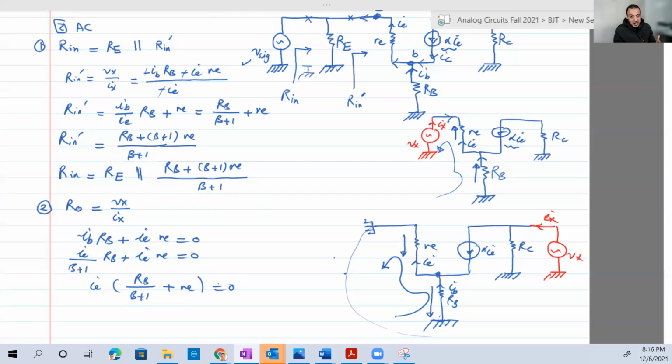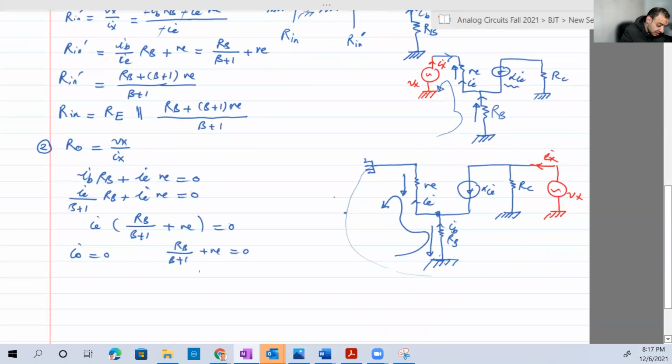The first option is that both are zeros. The second option is, for example, IE is 0 and the second one is not 0. The third option is that the second term, which is RB over beta plus 1 plus RE, is 0, and the IE is not 0. So let's examine all options. Can IE equal 0? We don't know. Can RB over beta plus 1 plus RE equal 0? We don't know. Let's check.